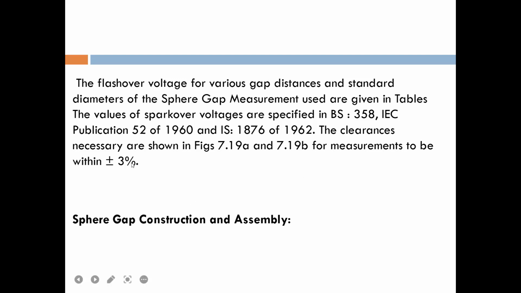See here in the table, the values are given. In this case the clearance resistance is 79%, and the measurement is to be within plus minus 3%. Now we will see sphere gap construction and assembly.